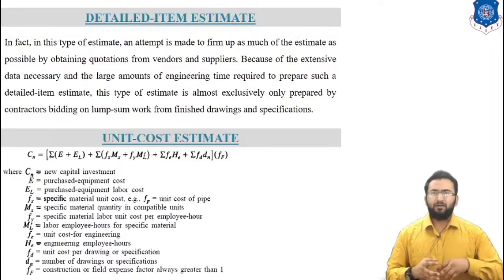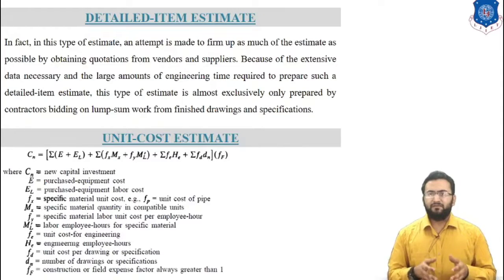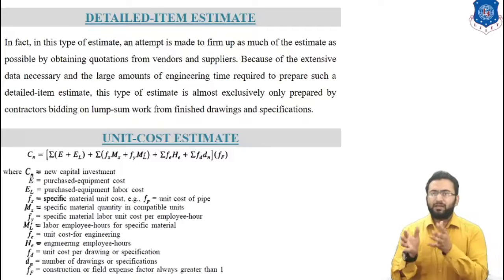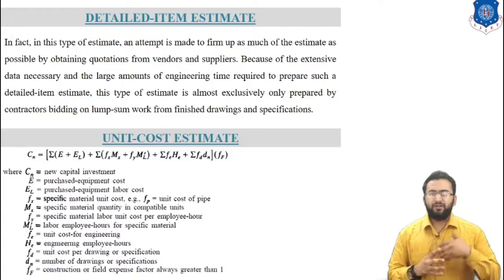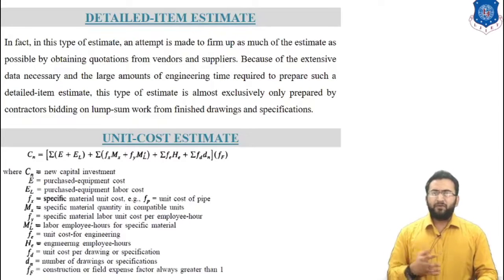The cost equation summarizing this method can be given by this equation, where Cn is the new capital investment, E is the purchased equipment cost, EL is the purchased equipment labor cost, FX is a specific material unit cost, F is the unit cost of pipe, MX is a specific material quantity in compatible units, FV is a specific material labor unit cost per employee hour, ML is the labor employee hours for specific material, FE is a unit cost for engineering, HE is the engineering employee hours, FD is a unit cost for drawing or specification, DN is the number of drawings or specifications, and FF is a construction or field expense factor, always greater than 1. So this is all about this method.